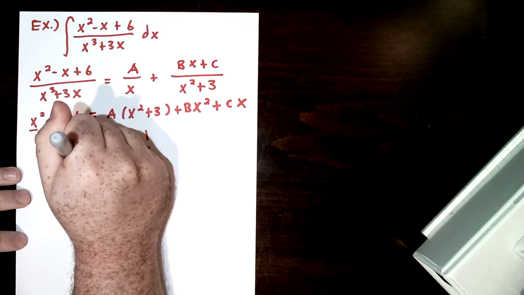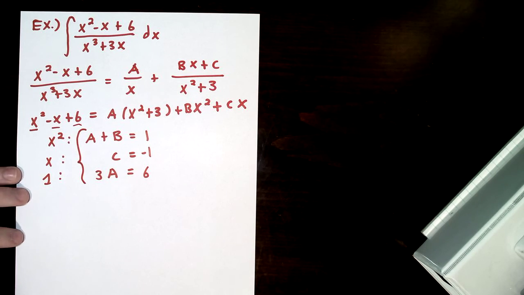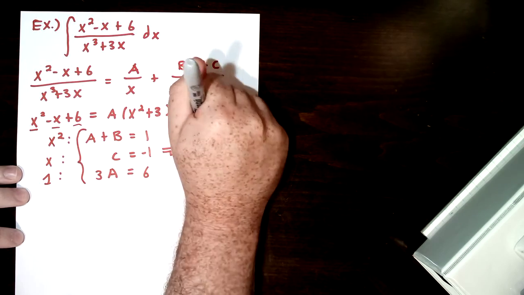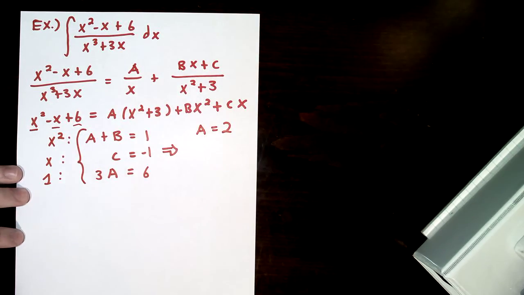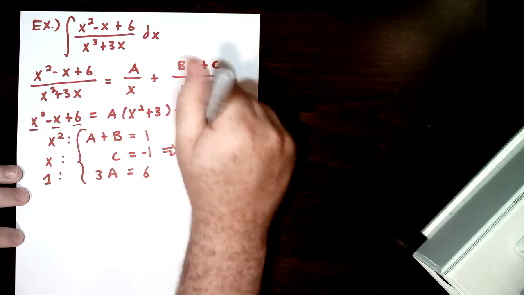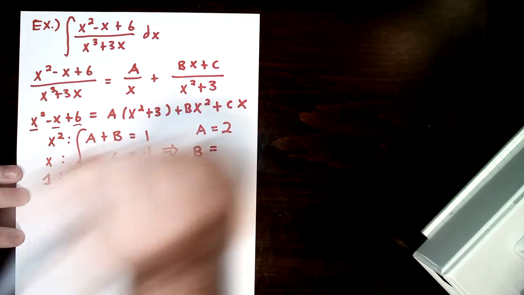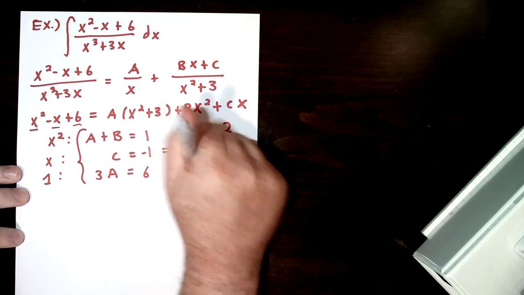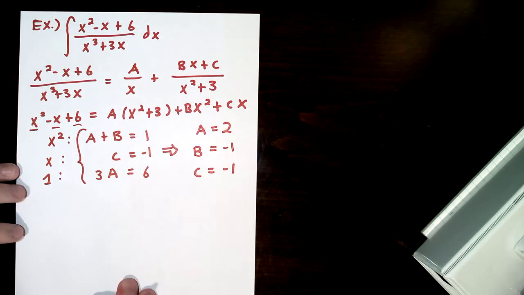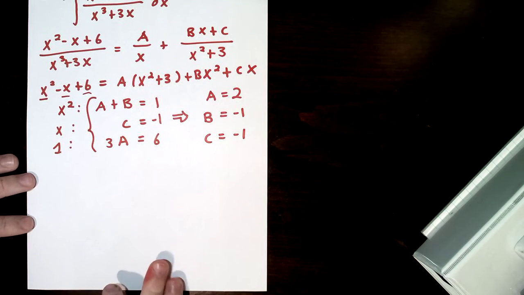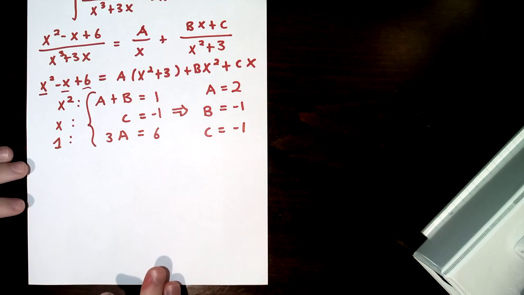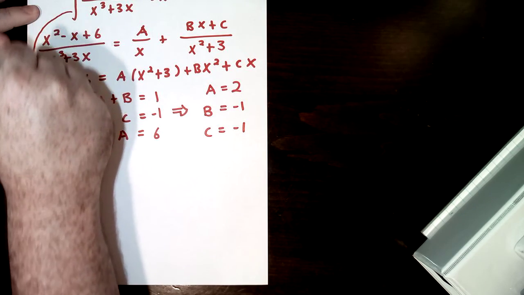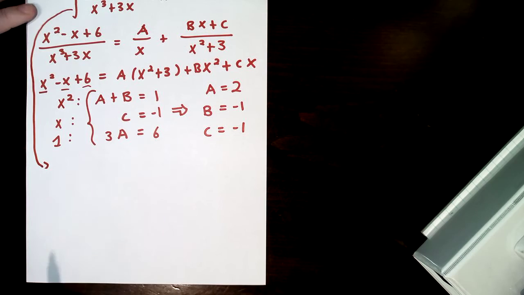This is a pretty easy system to solve itself. You get that a is equal to 2, you get that b is equal to -1, as well as c being equal to -1. Now that we've performed the partial fraction decomposition, we'll go ahead and proceed in actually evaluating the integral.